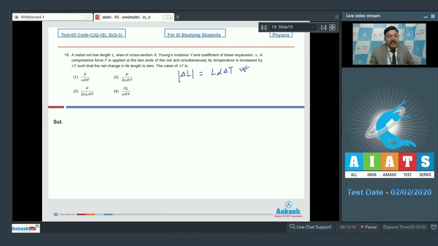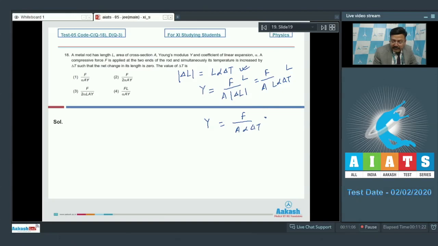So this effectively is the compression in length. And so if we write the equation of Y, it is the compressive force F divided by the area of cross section A, into delta L by L. So in this particular case, what we have is F by A, and this term is L alpha delta T by L, and so we get Y is equal to F by A alpha delta T, and we can see that delta T is very easily seen as F upon alpha A Y. And if you look at the options, it is matching with option 1.